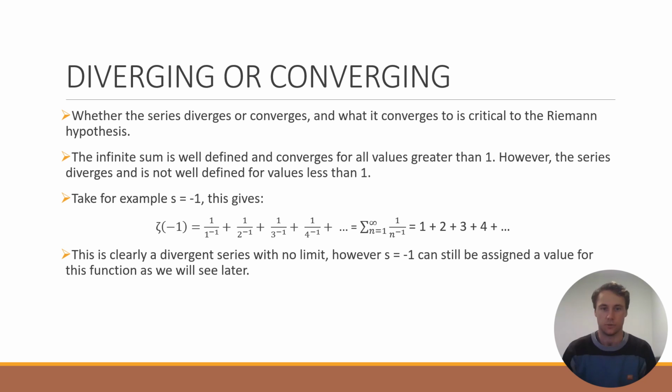However, if we try to use an s less than 1, for example, s equals -1, we can see that the infinite sum clearly doesn't make much sense anymore, as s equals -1 gives the infinite sum of the natural numbers 1 plus 2 plus 3 plus 4 and so on, which is clearly divergent again. So for values of s less than 1, the zeta function needs to be defined in some other way, which we'll see later.